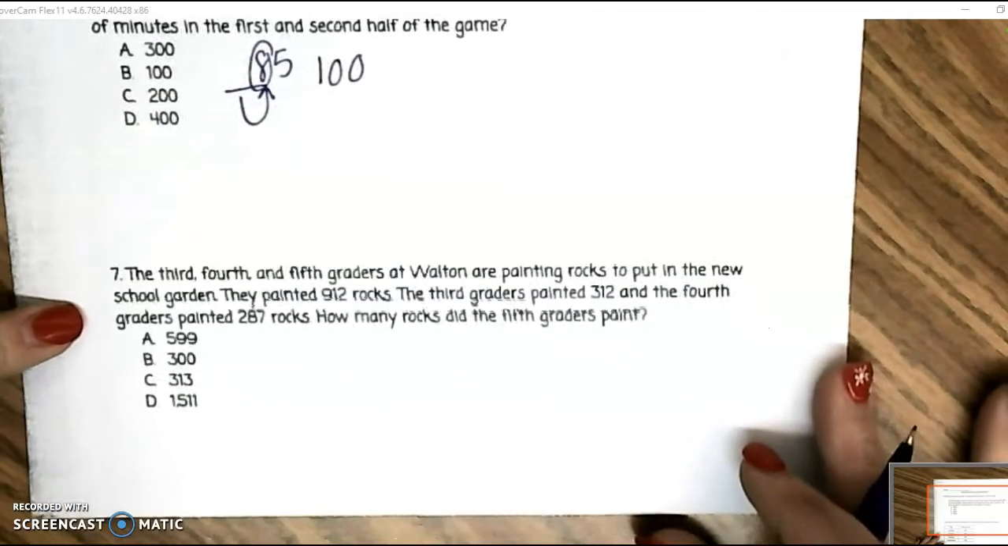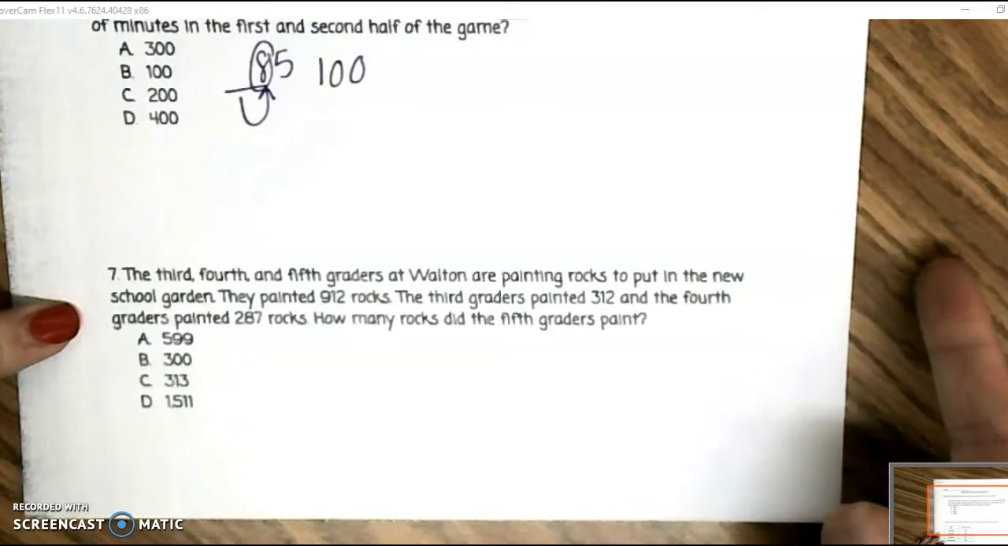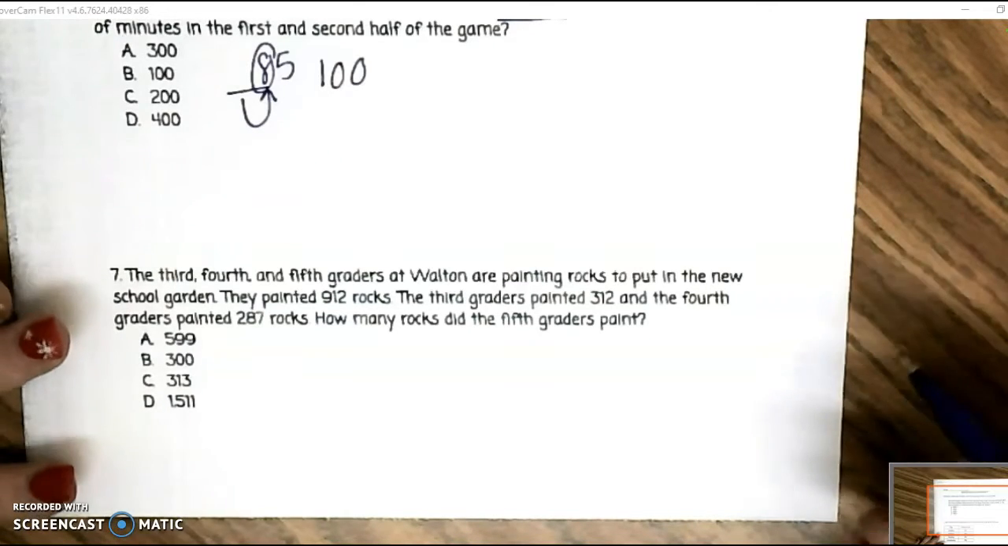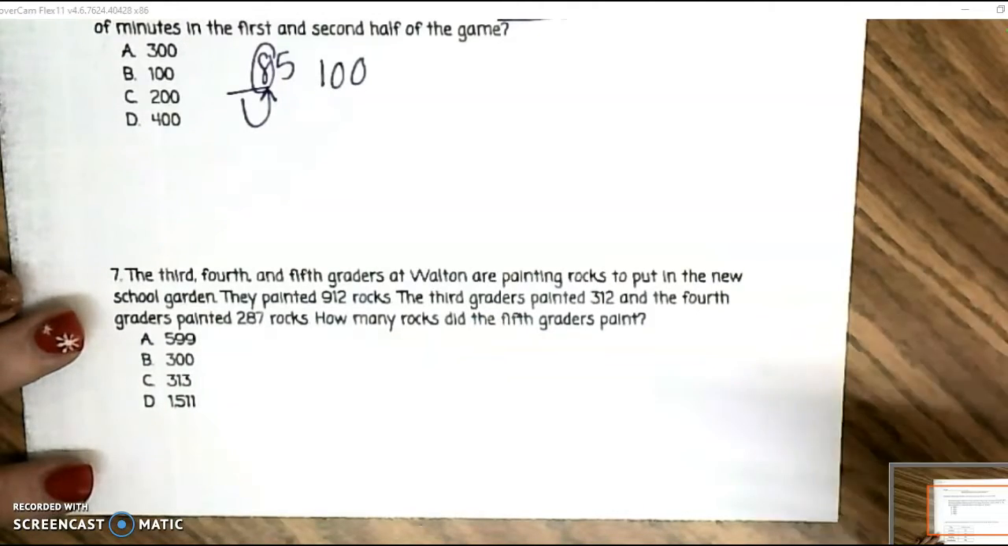Number 7. This is kind of one that sometimes they get tricked up on. Number 7 says, the 3rd, 4th, and 5th graders at Walton are painting rocks to put in the new school garden. They painted 912 rocks. The 3rd graders painted 312, and the 4th graders painted 287 rocks. How many rocks did the 5th graders paint? This one's kind of like the book one where we had a number of pages and then we read some and then we read some more, except they're using different words.